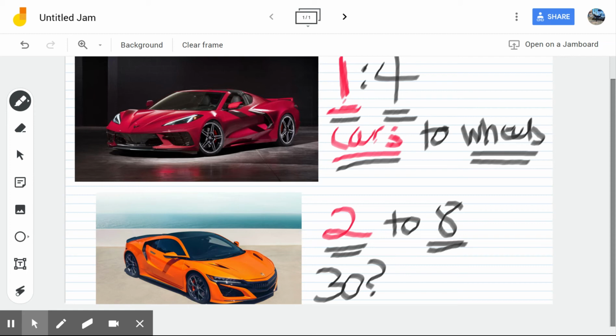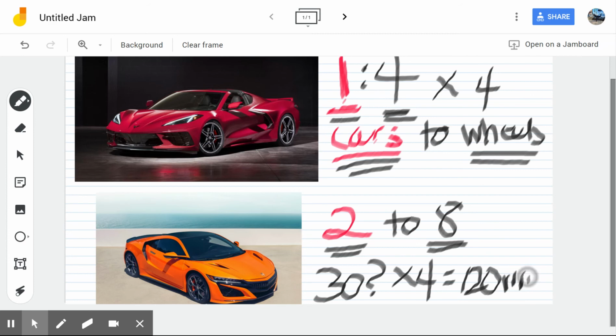That's inefficient. What I can do is just pay attention to the relationship between the number of cars and the number of wheels. And I noticed that I'm multiplying the number of cars by 4 to give me the number of wheels which accompany that quantity of cars. So one car, 1 times 4 gives me 4 wheels. If it's two cars, then 2 times 4 gets me to 8. If it's 30 cars, then I would multiply by 4 to give myself an equivalent ratio, meaning that there are 120 wheels when I'm talking about 30 cars.